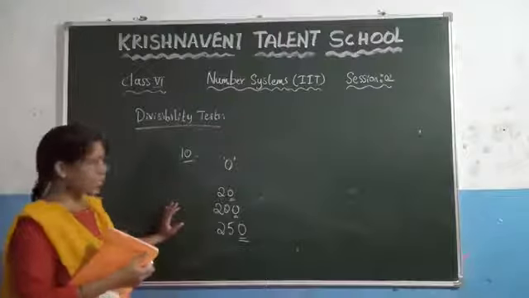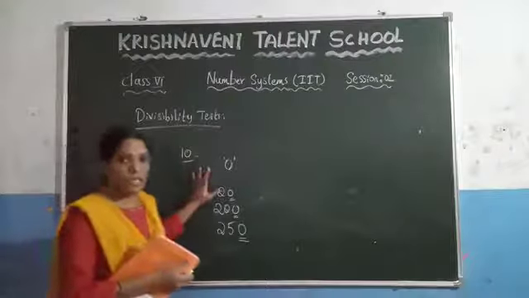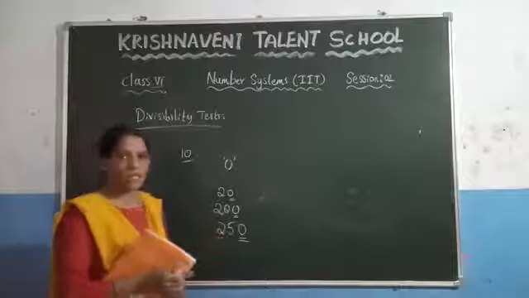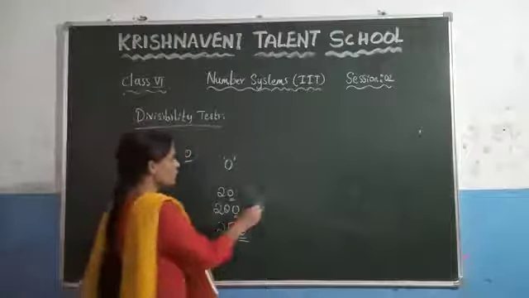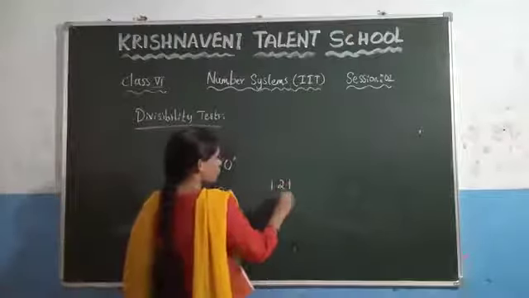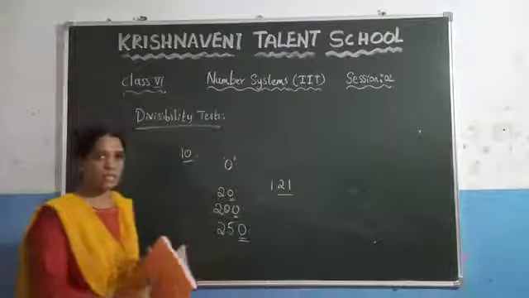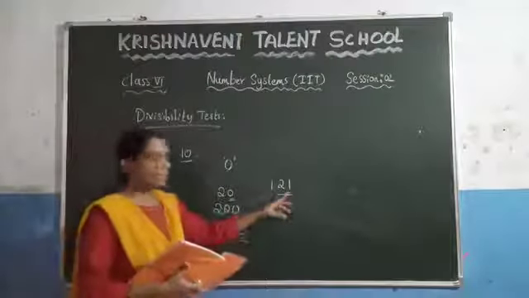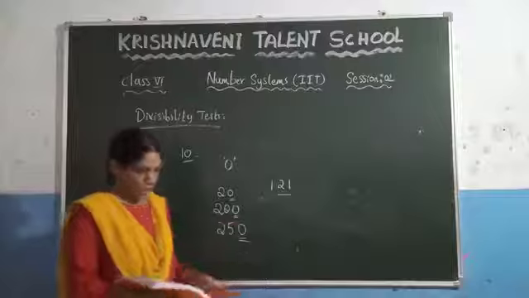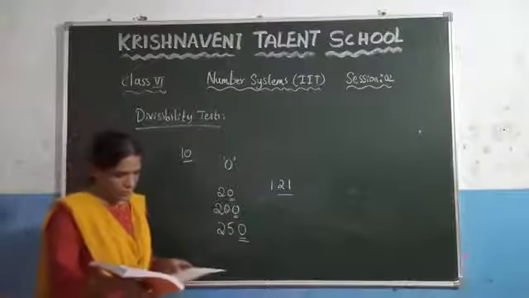What it states here is that if the unit digit of a number ends with 0, we can say that the given number is divisible by 10. If you consider 121, this number is not divisible by 10 because its unit digit does not end with 0. Now see the divisibility rule for 11.